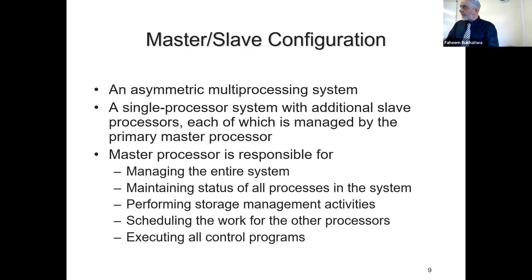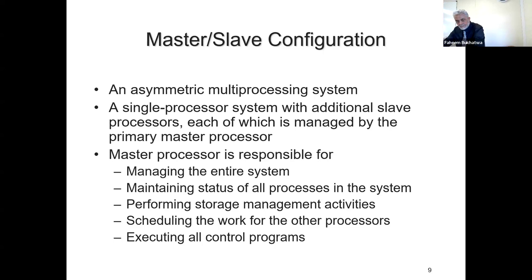The master one is asymmetric, that means they're not equal. Both sides are not the same. There's one that's the master and the other CPUs that will do the work. They do not control. The master processor is responsible for managing the entire system. So there's one CPU that receives all requests from everybody and says, okay, I have 4 working for me, you do this program, you do this, so it spreads. It basically just schedules everything.